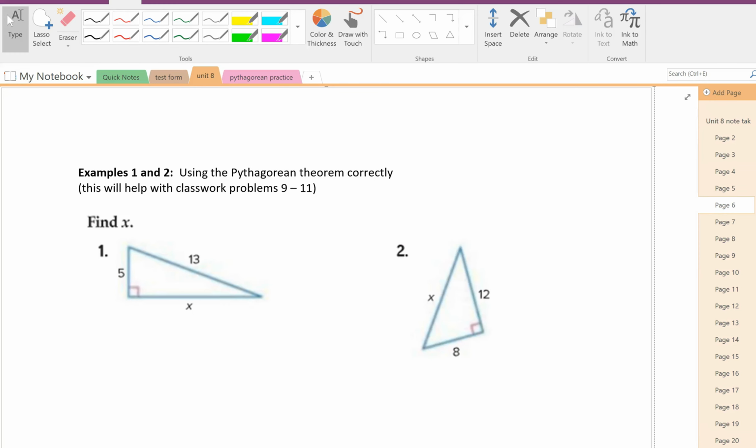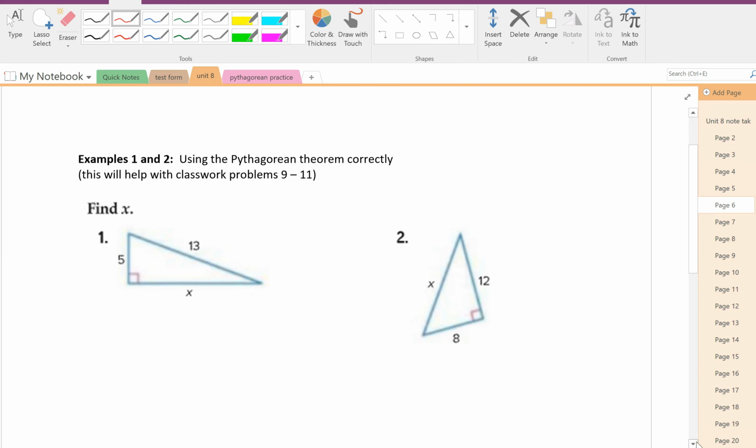All right, now I'll do a couple of examples that should help you on your homework. These first two I probably don't even need to do because hopefully by now you're experts at the Pythagorean theorem, but I'm going to do one just in case, and then I'll let you do the other one. Okay, I'm going to do number 1.